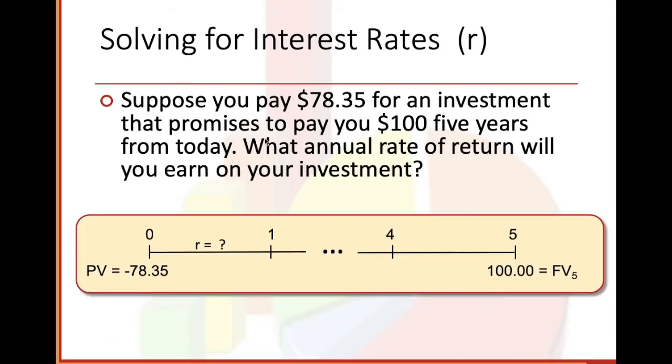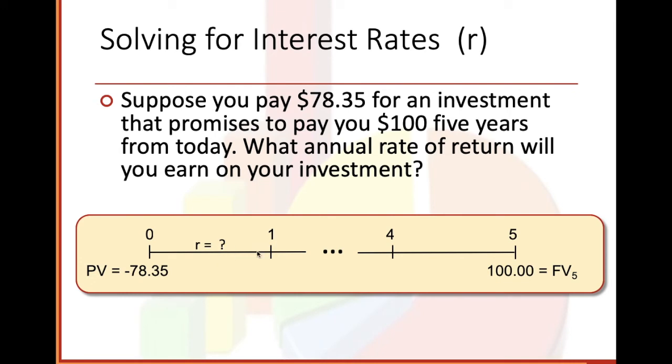Solving for interest rate R. Suppose you pay $78.35 for an investment that promises to pay you $100 5 years from today. What annual rate of return will you earn on your investment? So that's the question. So our present value is minus $78.35. A lot of times this is the part that confuses people, when you have to enter a negative $78.35. And your future value in 5 years is going to be $100. So that's what we're looking at. We're trying to get at this point, what is that interest rate going to be if we want to grow it or to see what it is today.